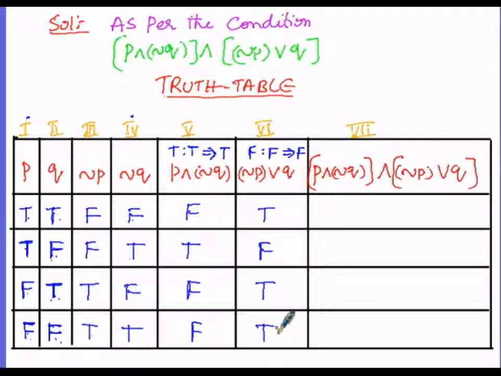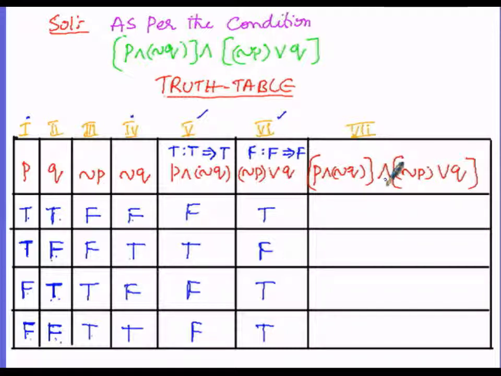Now on the whole, we have to find out the truth values of the given statement, that is P and negation Q and negation P or Q. Here P and negation Q is the fifth column and negation P or Q is the sixth column. So we have to see the fifth and sixth columns. The connective is and, so it comes under the conjunction.